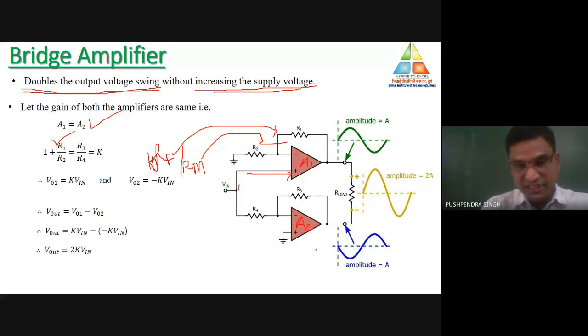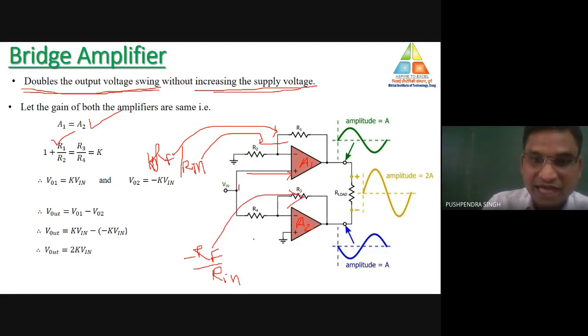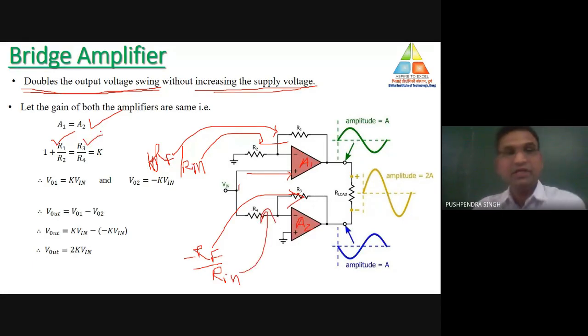Now for the lower operational amplifier, you can see that the input terminal is connected with the negative terminal of the op-amp, which means the lower operational amplifier is an inverting operational amplifier, and the gain of the inverting operational amplifier is minus of Rf by Rin. What is Rf? Rf is equal to R3. What is Rin? Rin is equal to R4. So R3 divided by R4. As both the gains are the same, that is denoted as K. Let the value of both the gains be equal to K.